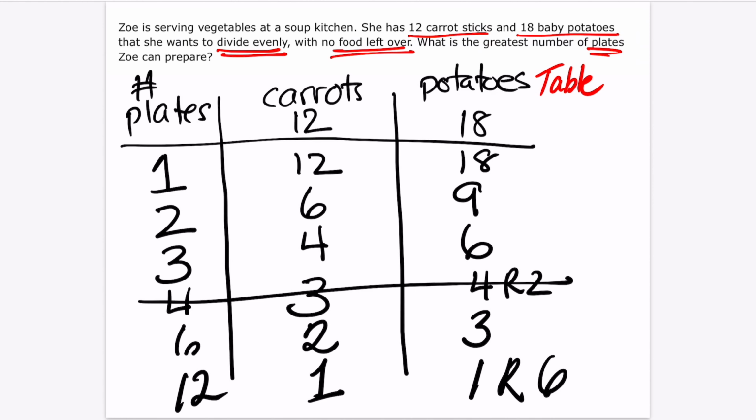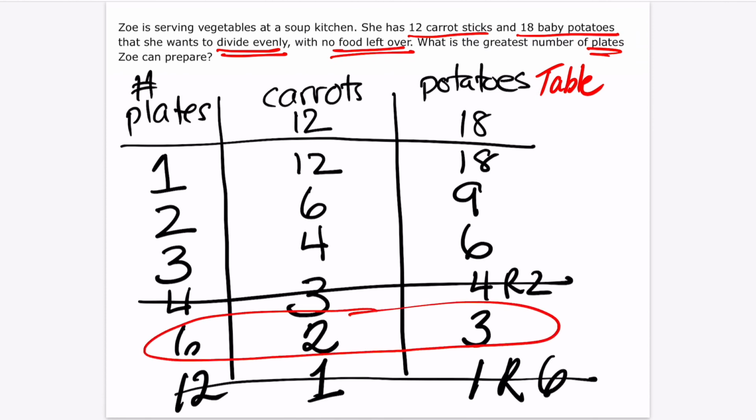So I can make a decision here. I can't get any smaller with the carrots, so I can't have more plates. And so I know there's nothing else that can work here, which tells me that my greatest number of plates has to be 6. There's no way I can have more than 6 plates and still have no food left over. So this over here, this 6, the number of plates, is my greatest common factor. And when I have 6 plates, I can have 2 carrot sticks in every plate, and I can have 3 baby potatoes. And this is how the table works.